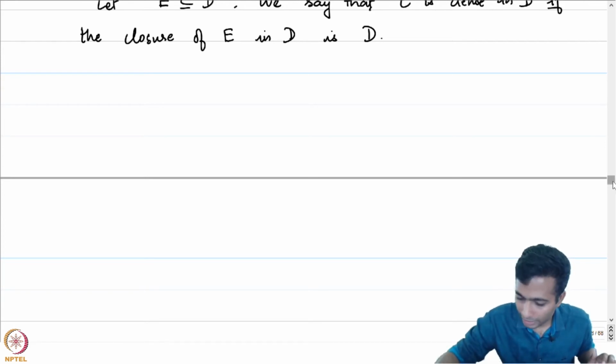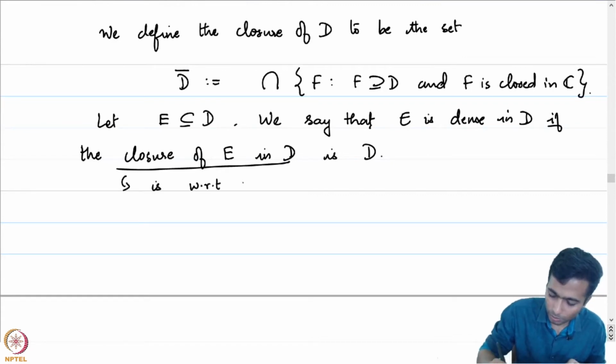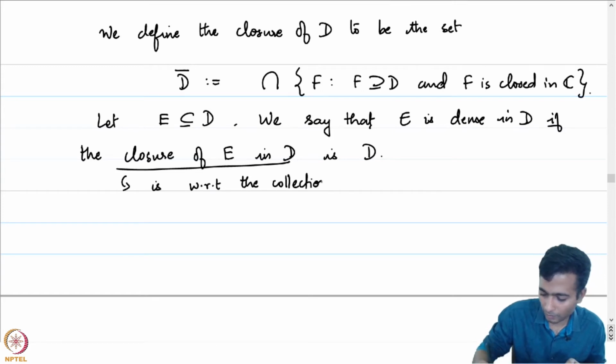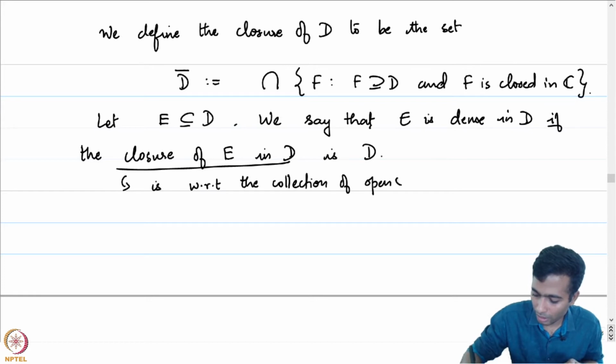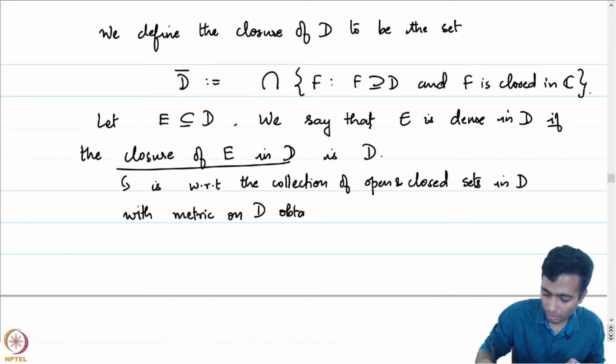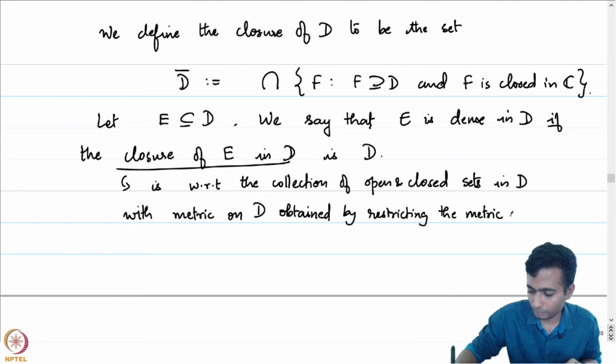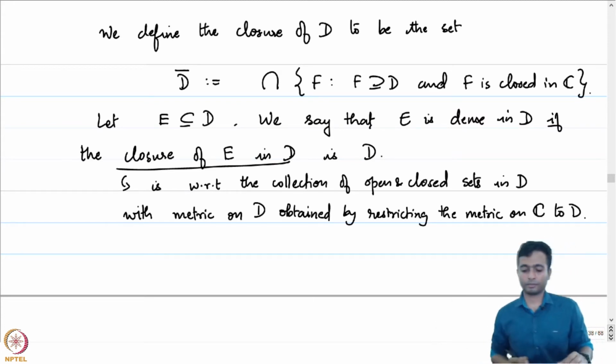So let me just say that this is with respect to the collection of open and closed sets in D with metric obtained, with metric on D obtained by restricting the metric on C to D. Okay.